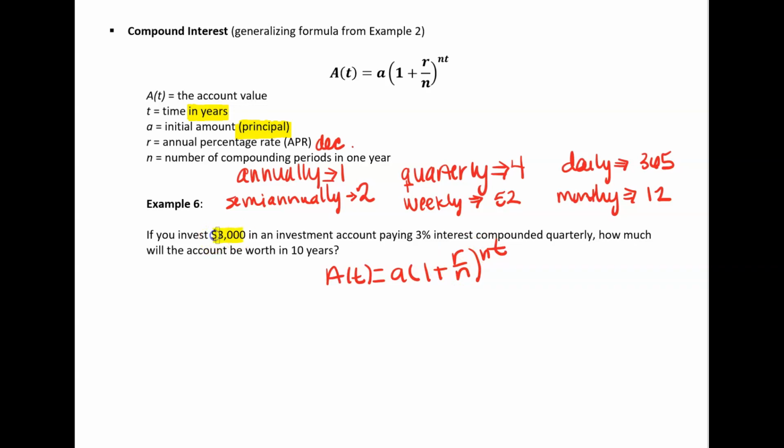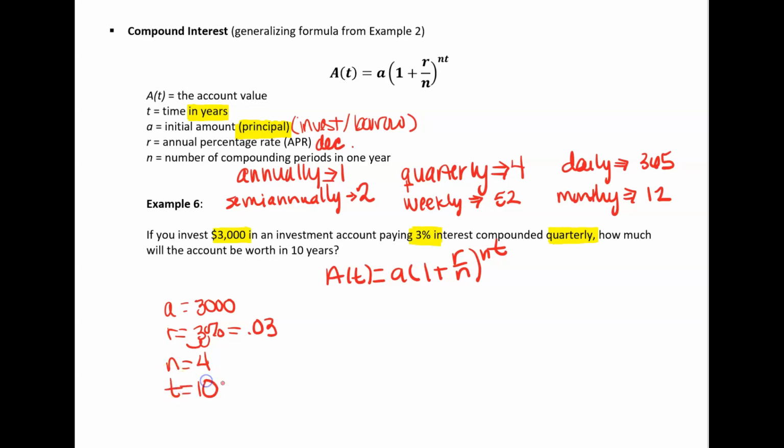And so if you invest $3,000, that is my initial amount. So I'm going to say A is equal to 3,000. And this is the amount that you invest or borrow, your initial amount. It is an account paying 3%. And so that's going to be my r. Now 3%, you always need to move that decimal, and we're going to use it as 0.03. It says that it's compounded quarterly. And so just what we previously wrote, that means our n is going to be equal to 4. And how much will the account be worth in 10 years? So t is going to be equal to 10.